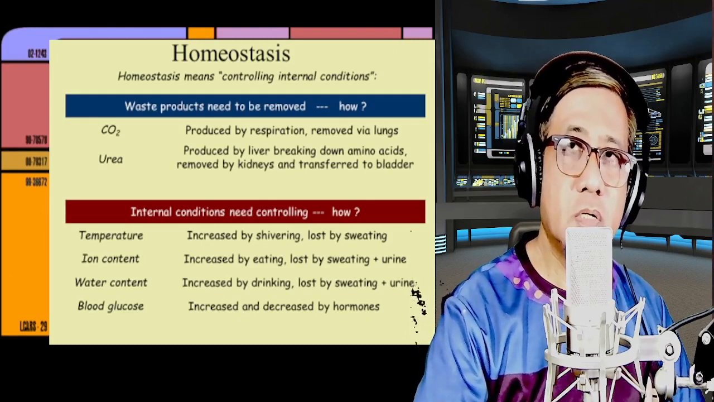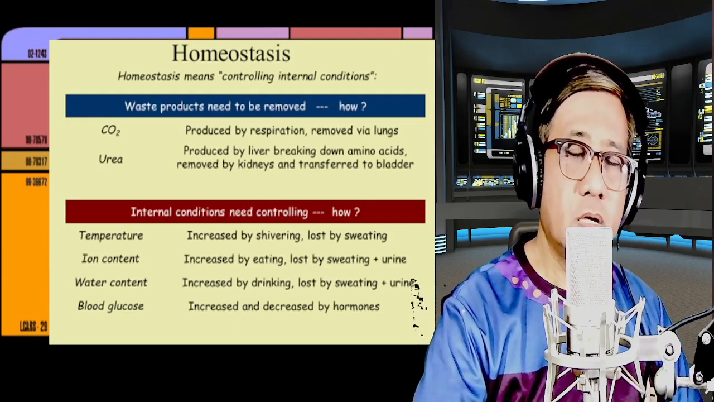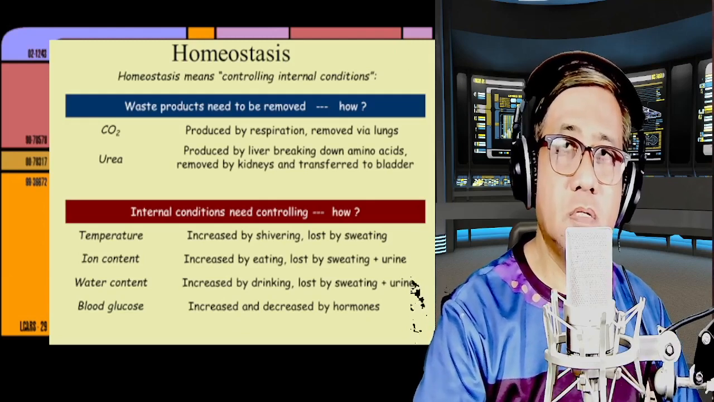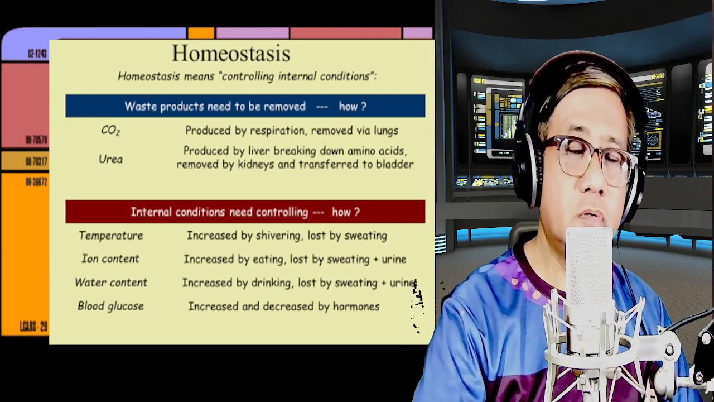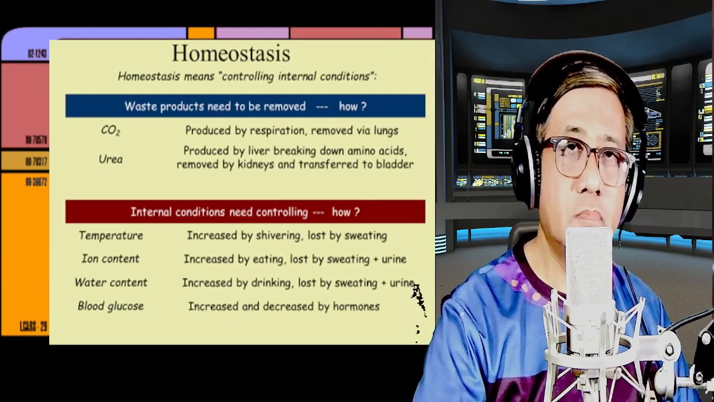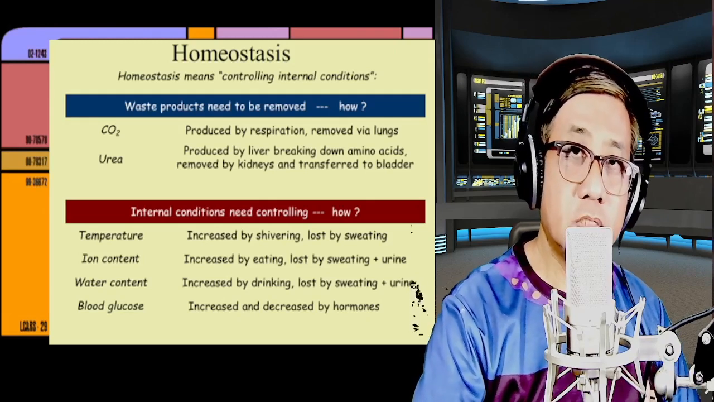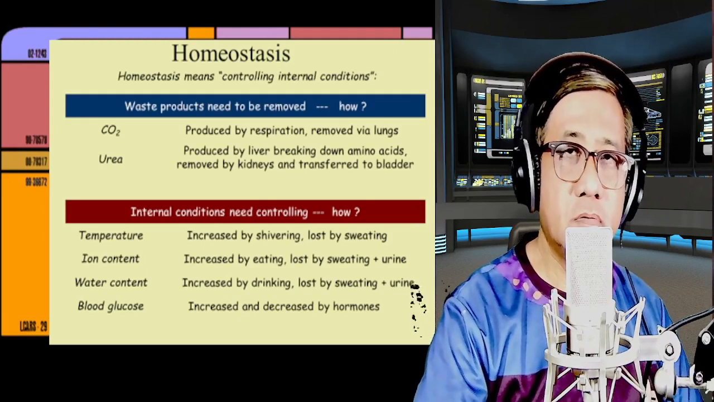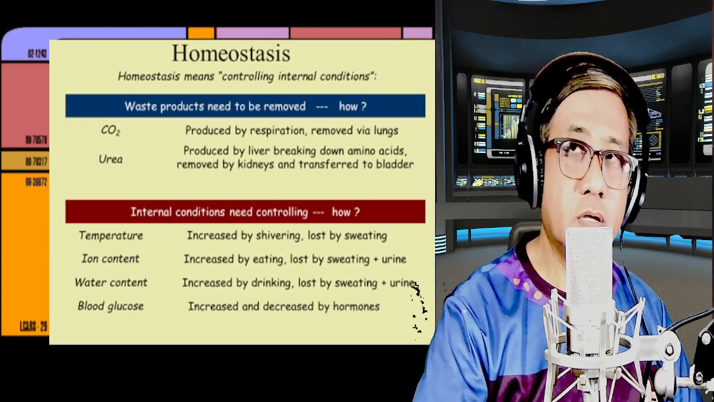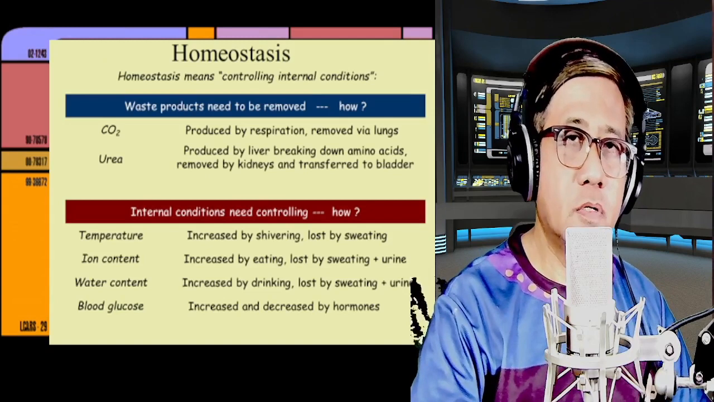So carbon dioxide is removed via the respiratory system, via the lungs, through our exhalation of air. As we exhale, carbon dioxide returns to the external environment. Now, urea is also a byproduct of metabolism. Urea, produced by the liver as it breaks down amino acids, is removed by our kidneys and then transferred to our urinary bladder.